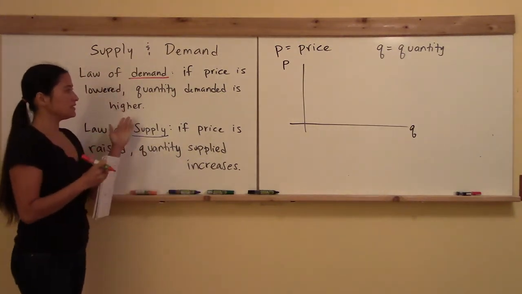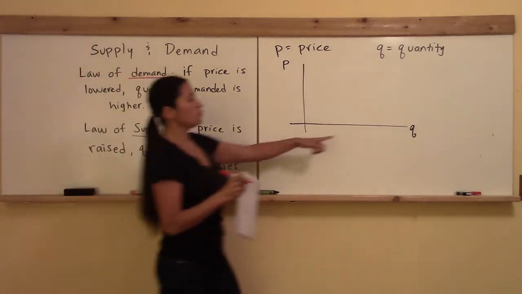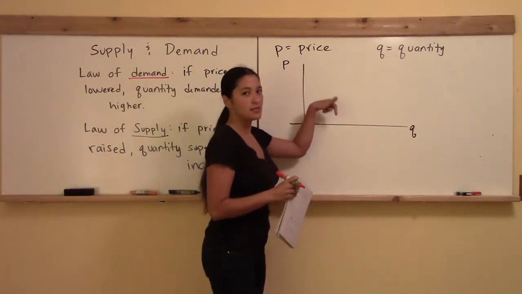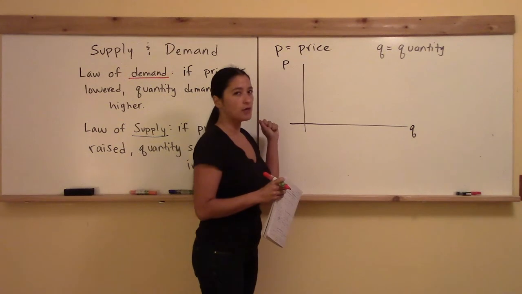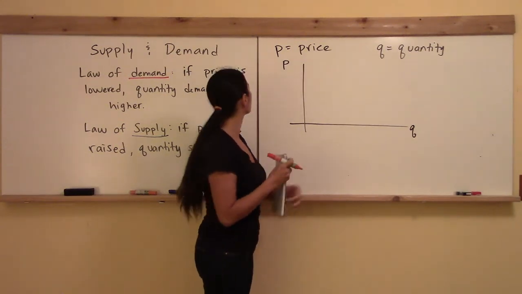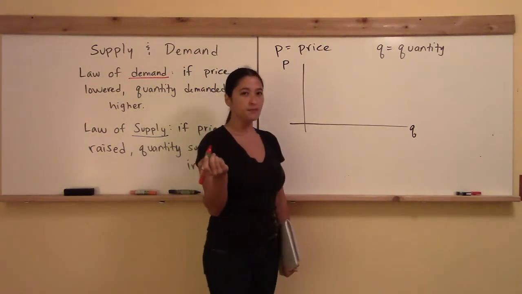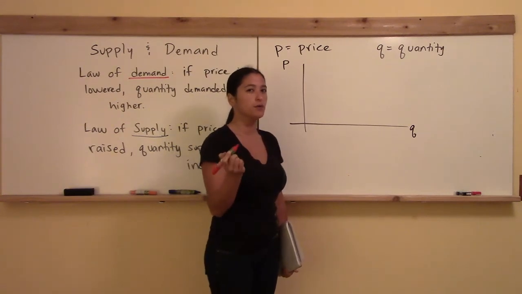Now, on the demand side of things, I'm going to want more if the price is less. So what does that mean? If this was going to be a line, do you think the slope of this red line for the demand is going to be positive slope or negative slope?